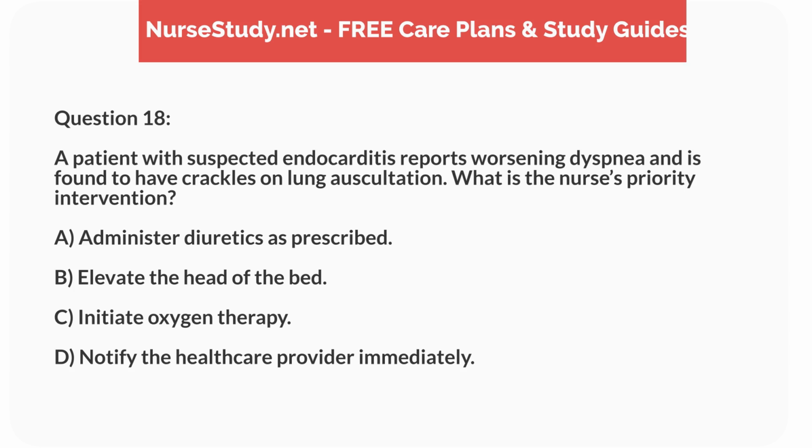Question 18. A patient with suspected endocarditis reports worsening dyspnea and is found to have crackles on lung auscultation. What is the nurse's priority intervention? A. Administer diuretics as prescribed. B. Elevate the head of the bed. C. Initiate oxygen therapy. D. Notify the healthcare provider immediately.